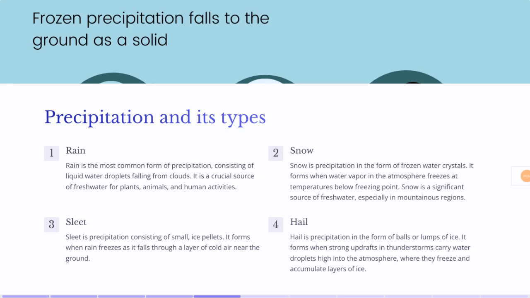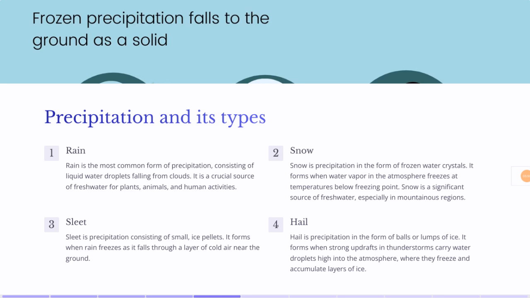2. Snow. Snow is a precipitation in the form of frozen water crystals. It forms when water vapor in the atmosphere freezes at a temperature below freezing point. Snow is a significant source of fresh water, especially in mountainous regions.